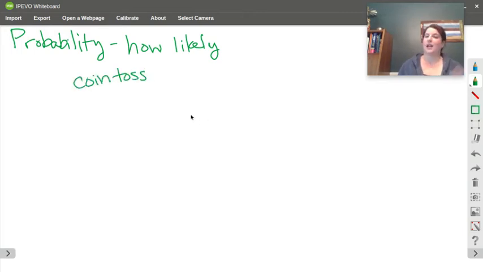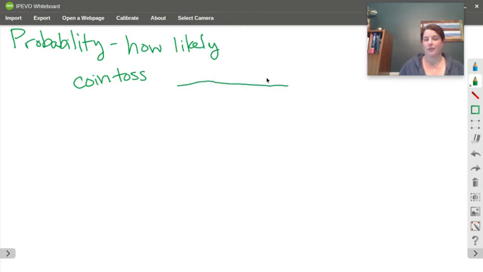How likely are you to land on heads, over tails, when you call a coin toss? We all intuitively know you've got a 50-50 chance, 50% chance of heads, 50% chance of tails with a fair coin. So let's look at how we get to that calculation. All probability starts with a fraction.